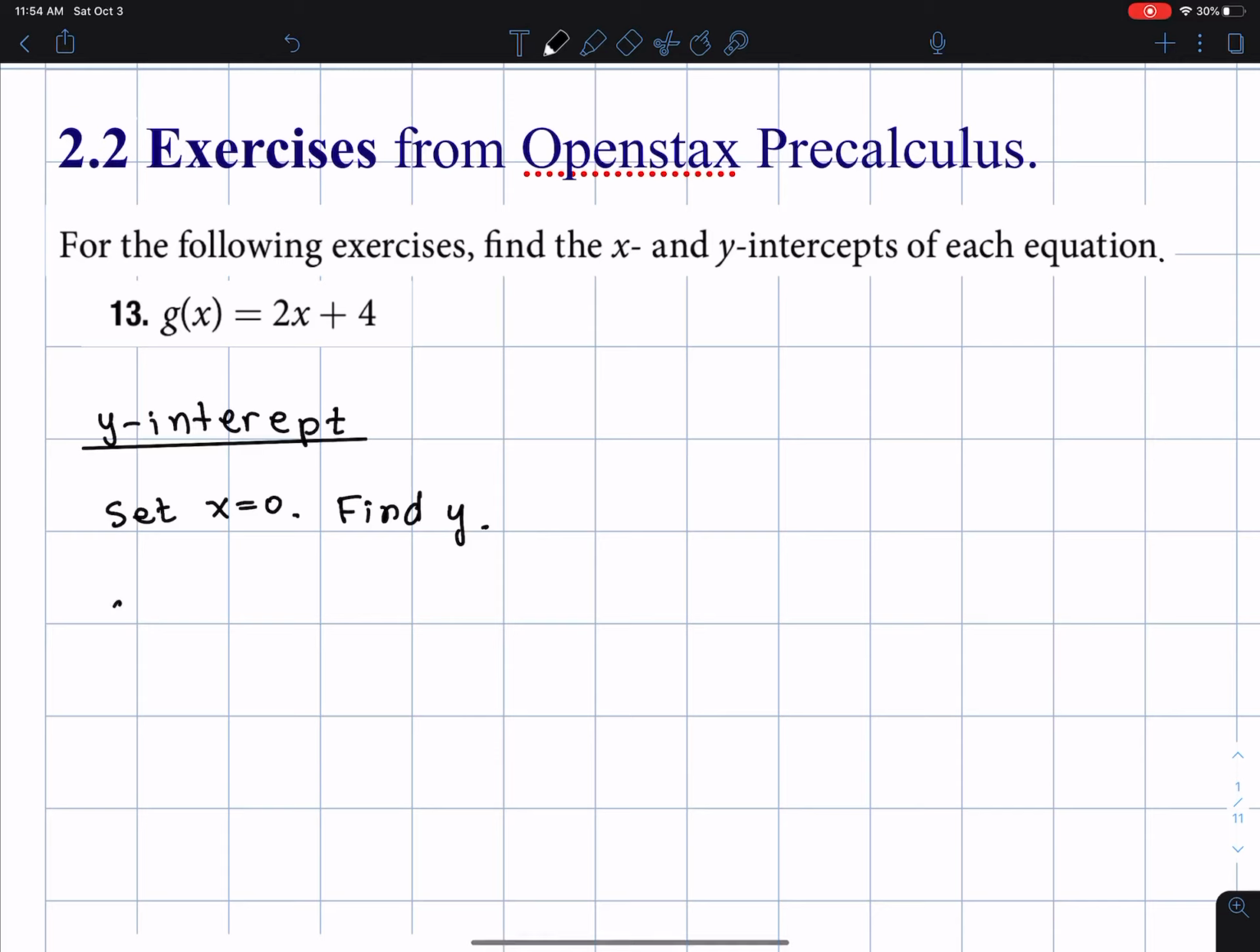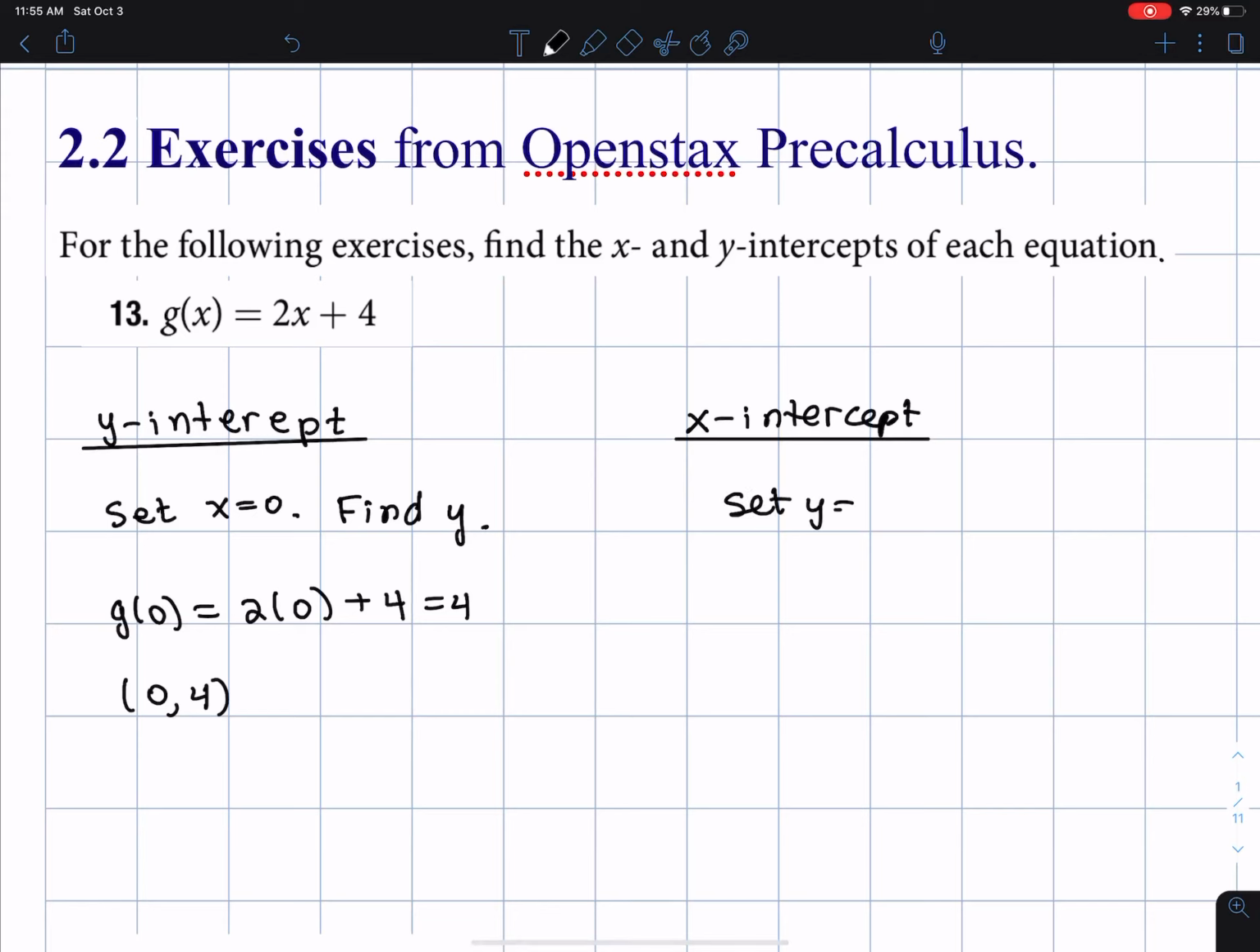So the y-intercept is essentially g of 0, which is found by putting x to 0 in, and we pretty quickly see we get 4. So we get (0, 4) is the y-intercept. For the x-intercept, we set y equals 0, and then we find x.